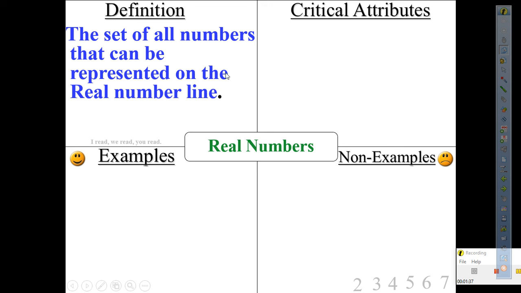All right, so what kind of numbers can be represented on the real number line, such as 2/3? Yep. 7.25? Yep. 23, Michael Jordan? Yep. Negative 8? Yes, that can also be represented on the real number line. Pi? Yes. Square root of 2? Yes. All those can be represented on the real number line.